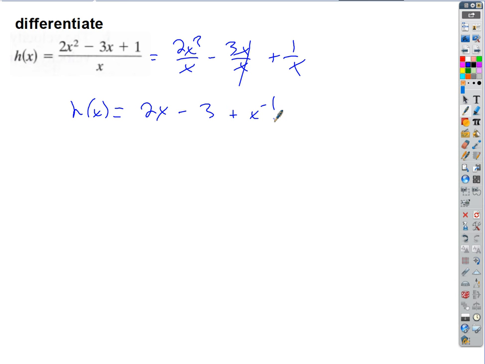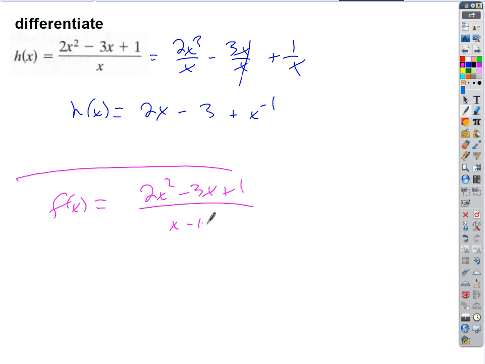Some of them you couldn't do. Like, what if on the bottom we had the same kind of thing? What if we had something like 2x squared minus 3x plus 1 over x minus 11? Then we're stuck, right? There's nothing we could do in that one. That's not going to simplify to a point where we could do that derivative now. Some of them we could.